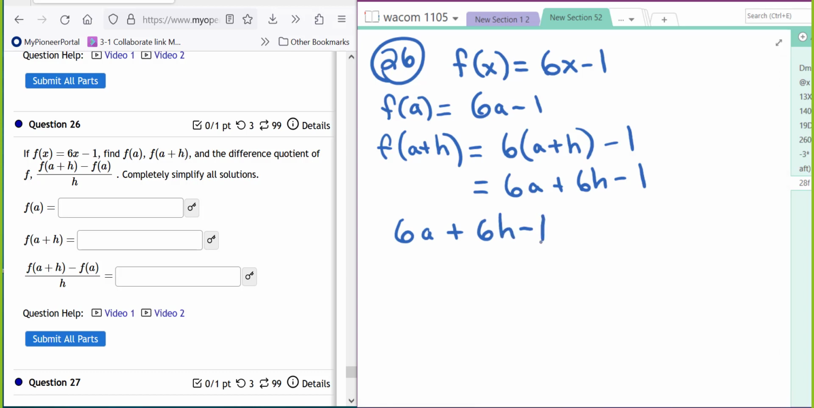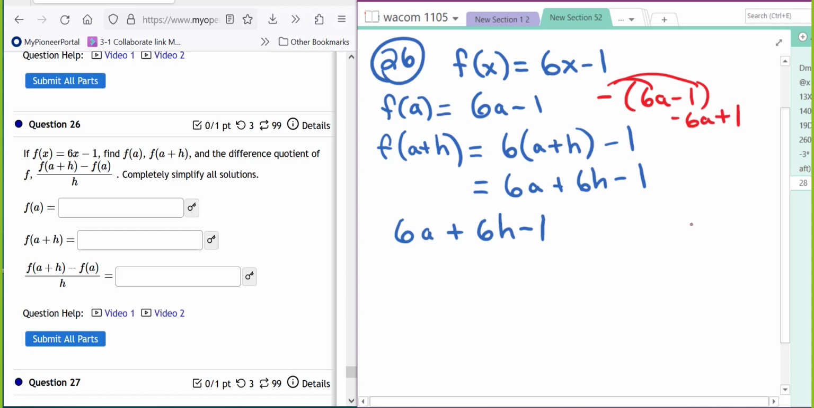Right, and we're going to subtract f of a. So f of a is here. So if we subtract f of a, we're going to distribute that. So we're going to have negative 6a plus 1. That's what's going here. And I could have done the parentheses and the negative here. All right, and all of this is over h.